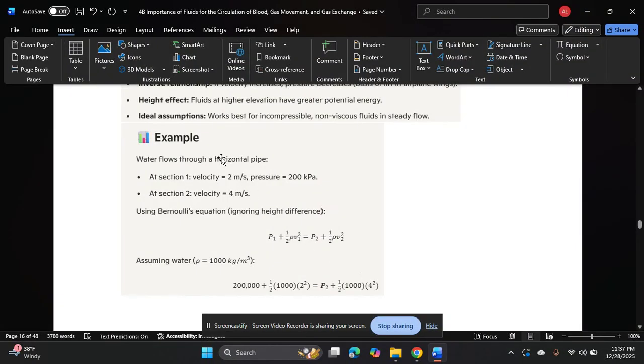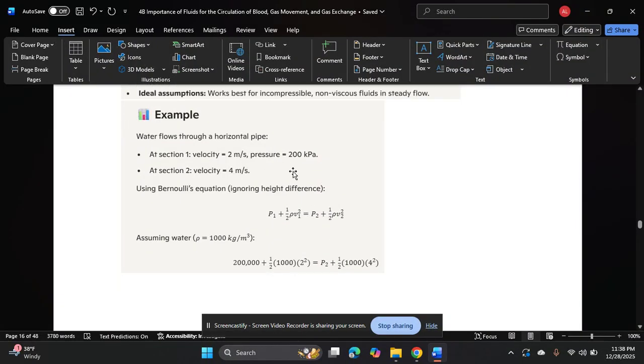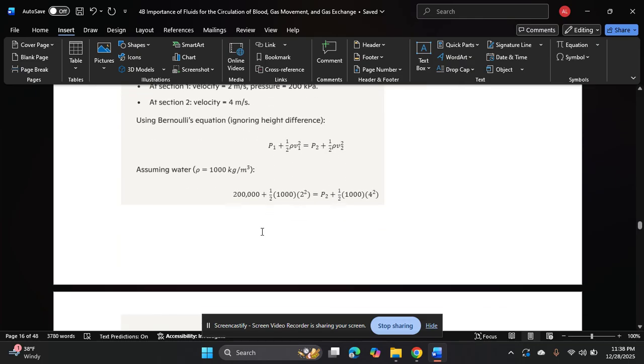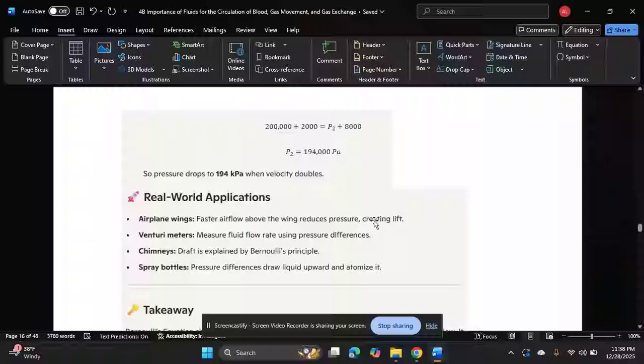All right, so water flows through a horizontal pipe. At section 1, velocity is 2 meters per second, pressure equals 200 kilopascals, right? At section 2, velocity is 4 meters per second. What's changing is the velocity, right? So P1 plus half rho v1 squared equals P2 plus half rho v2 squared. Rho here is 1,000 kilogram per meter cubed, the density of water. So 200,000 plus half times 1,000 times 2 squared equals P2 plus half times 1,000 times 4 squared. That's the only difference. So the pressure drops to 194 kilopascals, right?